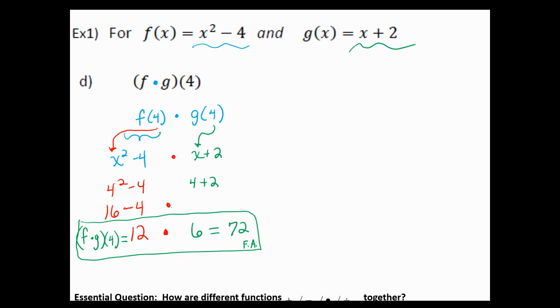So just take each function, plug in a 4. Right, so we just plugged in a 4 right here, plugged in a 4 right there. And whatever we got, we multiplied together, right? Because we had to multiply them. Okay, next one.